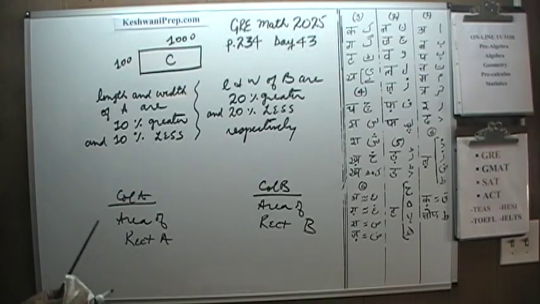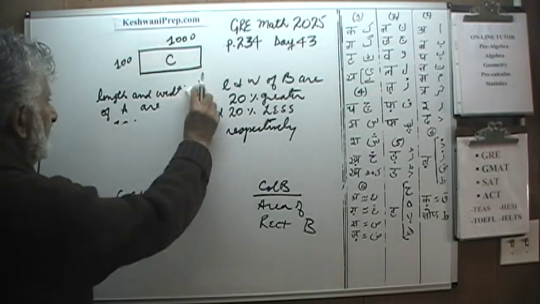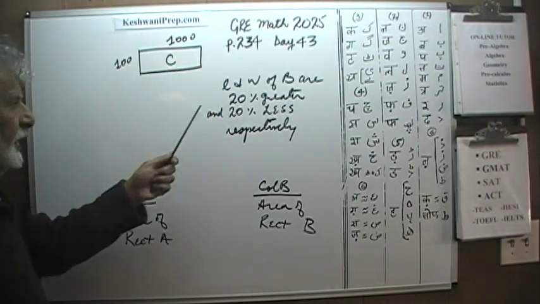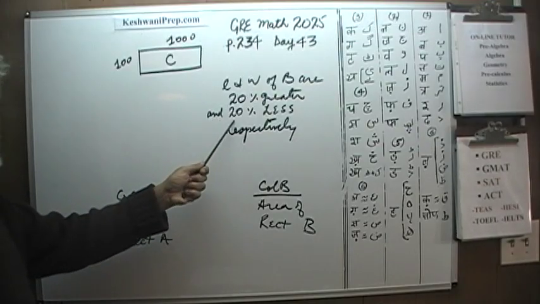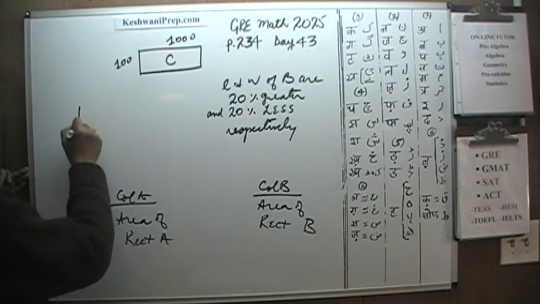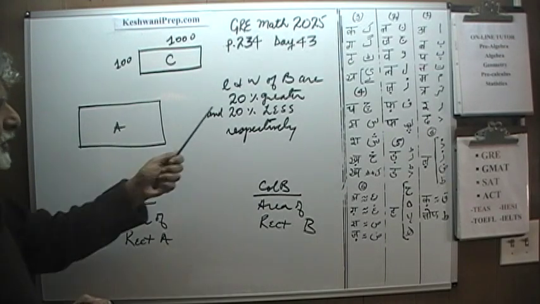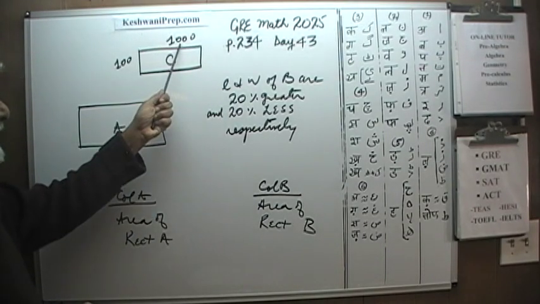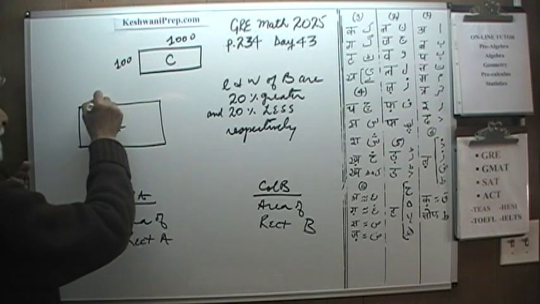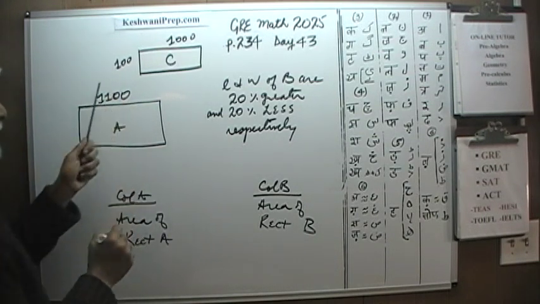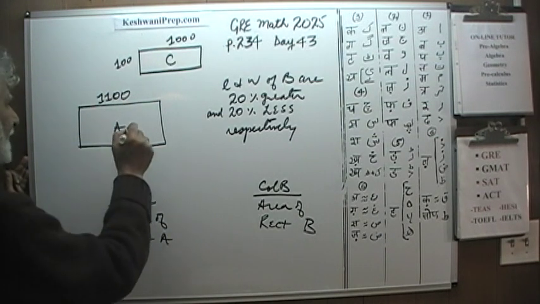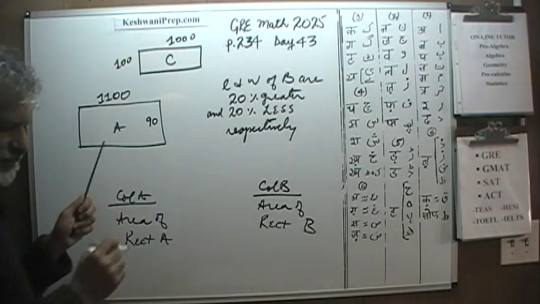Let's work on rectangle A. Remember, in rectangle A, the length is 10% greater and the width is 10% less. So here is our rectangle A. We are told that the length is 10% greater. The length was 1000 here, so it's going to be 1100. And the width is going to be 10% less, it's going to be 90. So that takes care of that part.